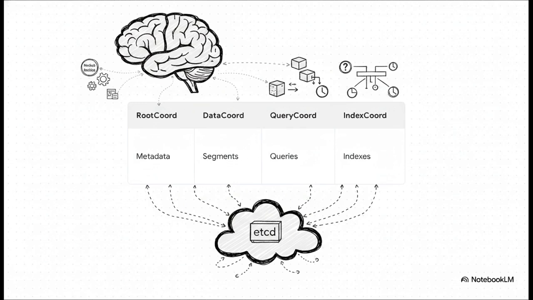You've got the RootCoord managing metadata and partitions. The DataCoord handles segment allocation and flush operations. The QueryCoord takes care of query scheduling, while the IndexCoord manages the entire index lifecycle. And they do all of this while constantly synchronizing the cluster state with etcd. That ensures a flawless single source of truth for the whole distributed system.